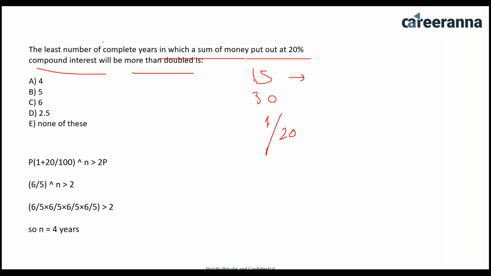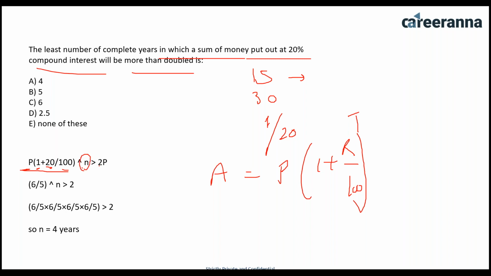Okay, so as per the question, there is a formula I told you for compound interest. Amount equals principal multiplied by 1 plus R by 100 to the power T, and T is time. Very easy. So principal is there, 1 plus R by 100 to the power T, which is N. I have to find out when this value should be greater than 2P as per the question. So I have to solve it.